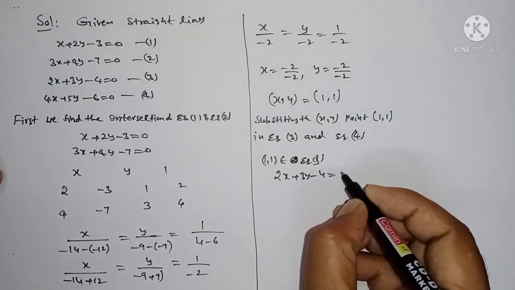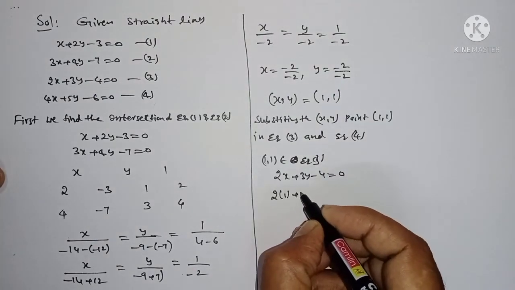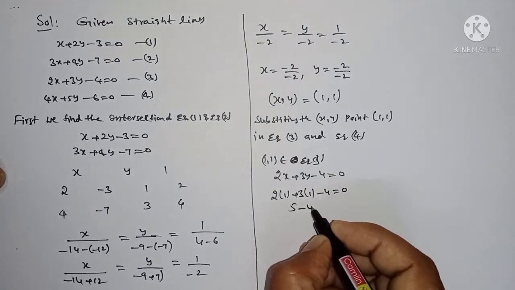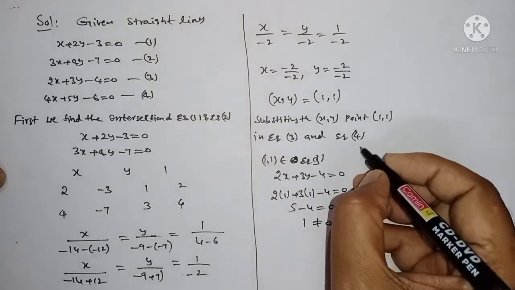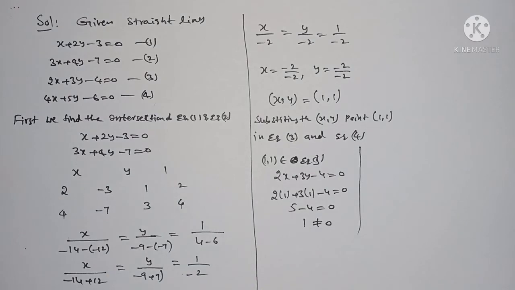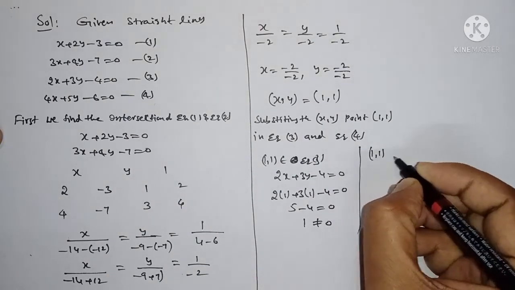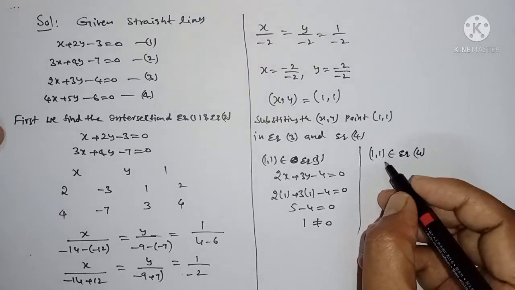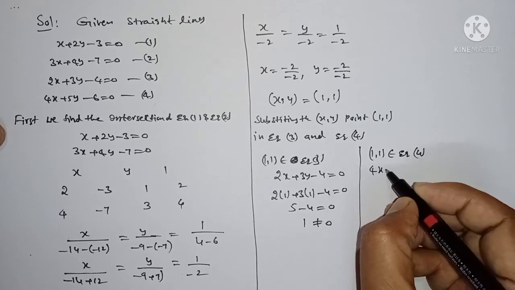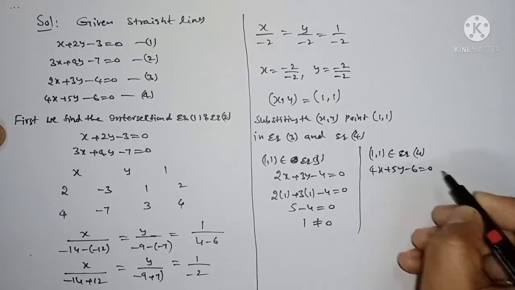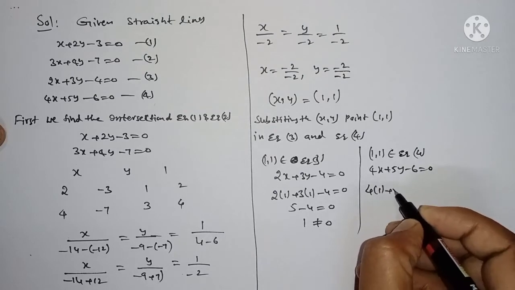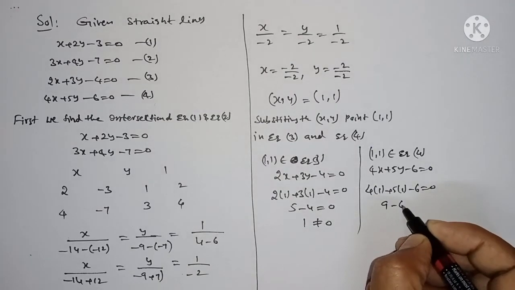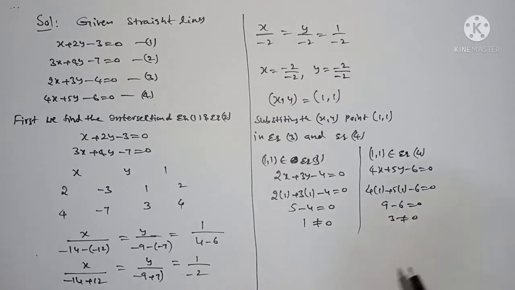Observe here: 2 of 1, 3 of 1, minus 4 is equal to 0? That is 5 minus 4, which is 1, not equal to 0. First one is not equal to 0. And for equation 4, the fourth equation is 4x + 5y - 6 = 0. Therefore 4 of 1, 5 of 1 minus 6: 9 minus 6 is 3, which is not equal to 0.